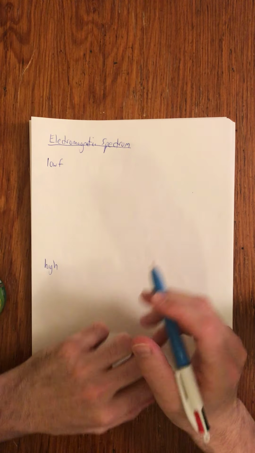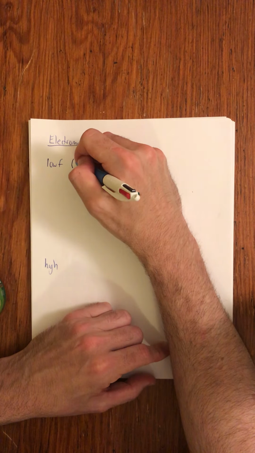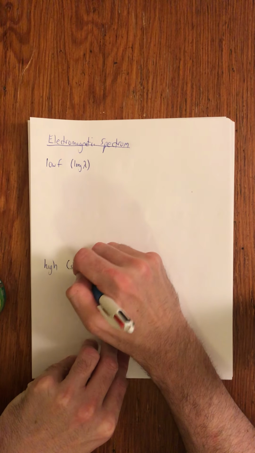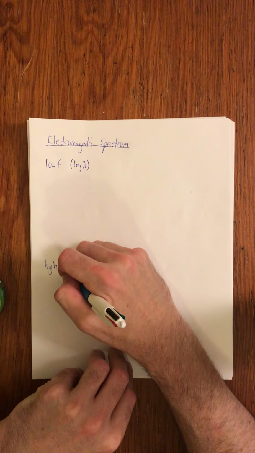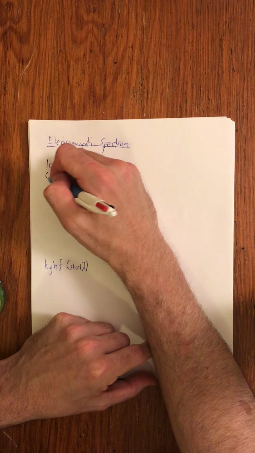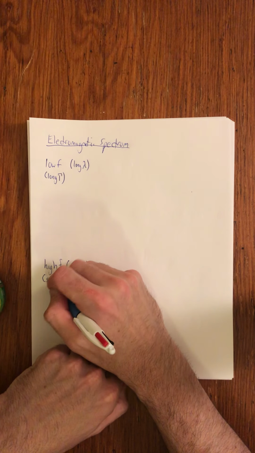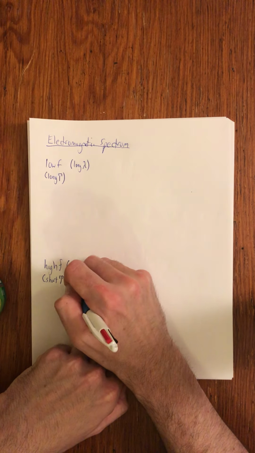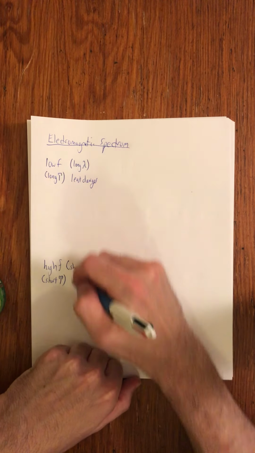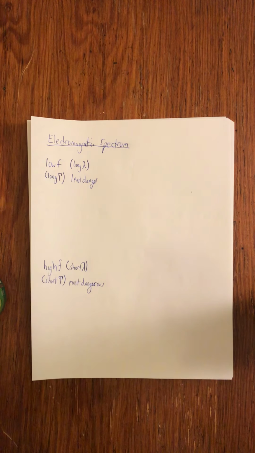And let's just acknowledge, by the way, that because of the wave equation this is also from long wavelength to short wavelength, even though we are ordering them by frequency. And if we're ordering them by frequency, low frequency means long period, and this is short period. And we said that these are also from the least dangerous to the most dangerous. Okay, so here we go.